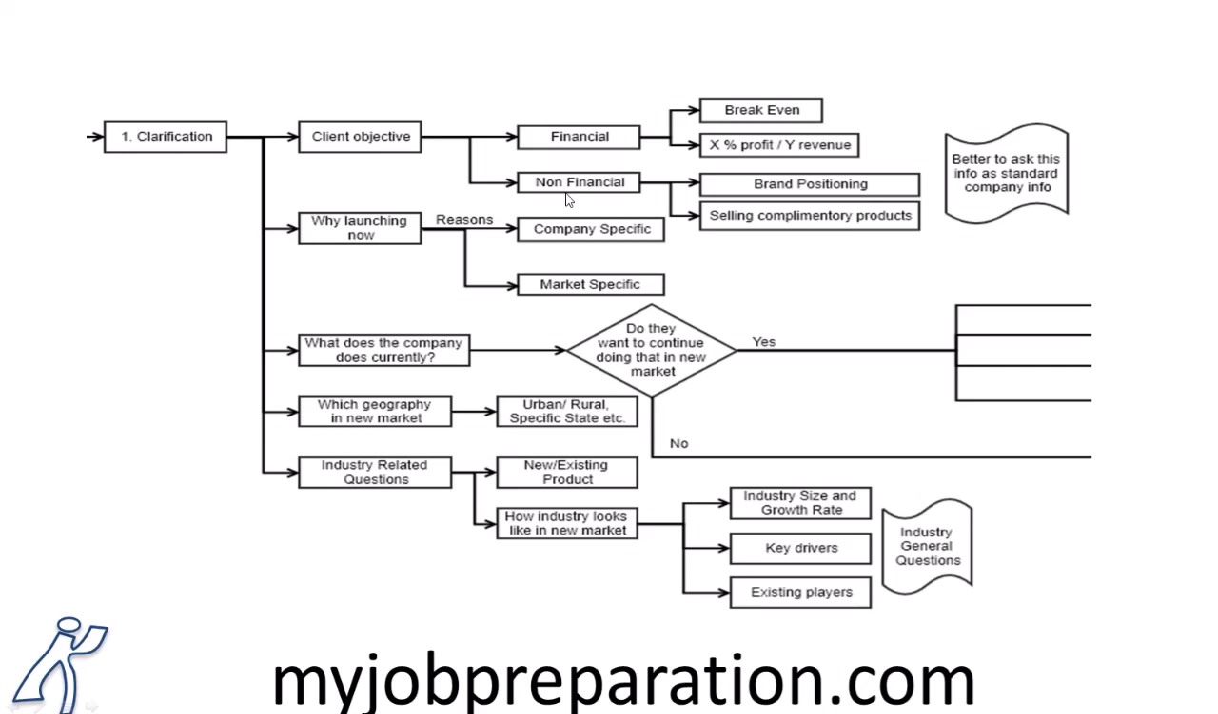Then let us come to the second part. Why launching now? So here you are looking for reasons from the company's point of view, right? Company specific reasons or market specific reasons. So a market specific reason can be that this particular market is showing good growth, like let us say 20% growth in this particular geography. So that is why the company is looking to launch a new product there. Then a company specific reason, as I told you earlier, is that the company is looking to grow further, or their revenues are flattened somewhere else and they are looking for further growth opportunities, like that.